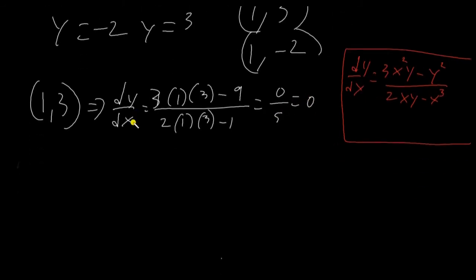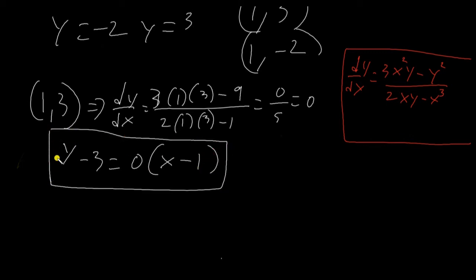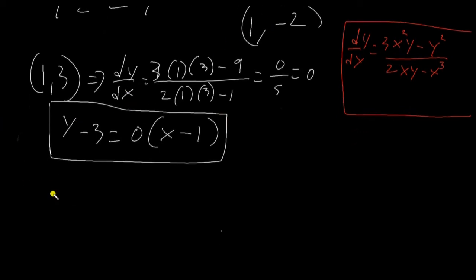Okay, so if I wanted to write my equation in point-slope form, that's going to be y minus y1 equals m times x minus x1. You don't really have to simplify this to y equals 3. That's good enough. And then now we'll do the same thing for (1, negative 2).